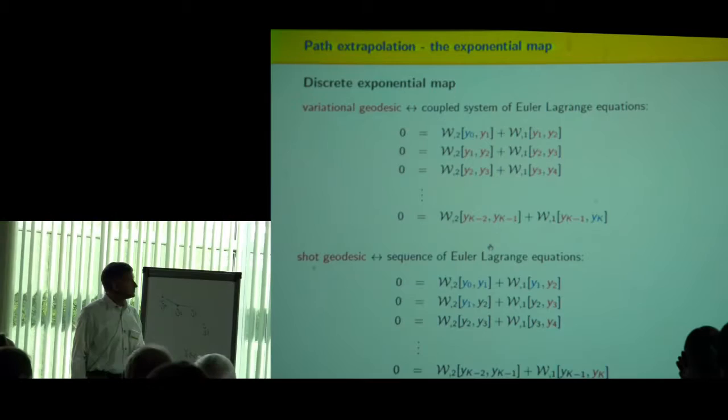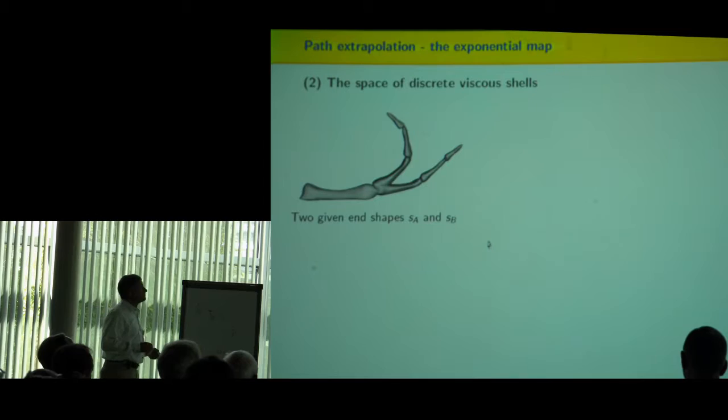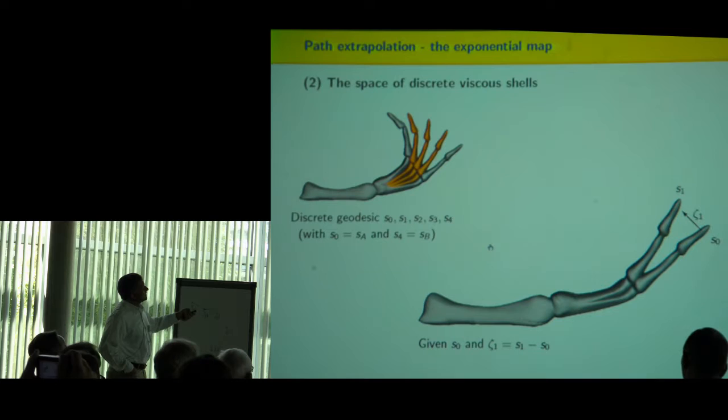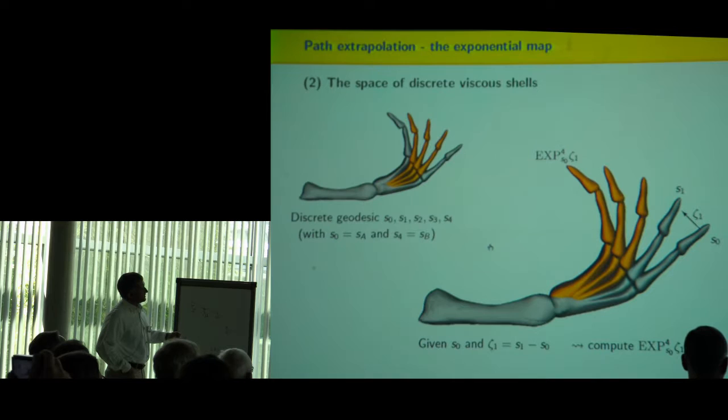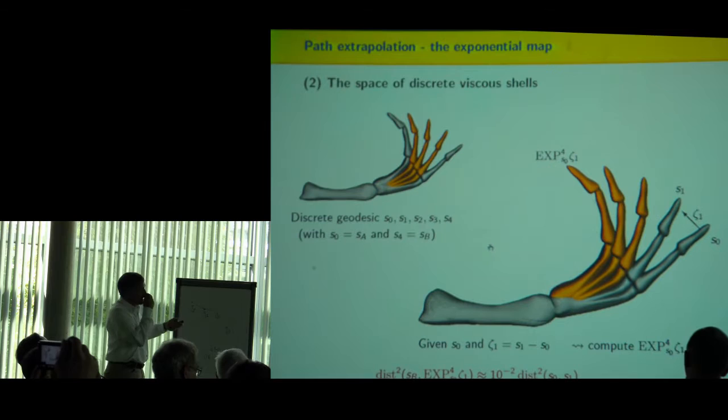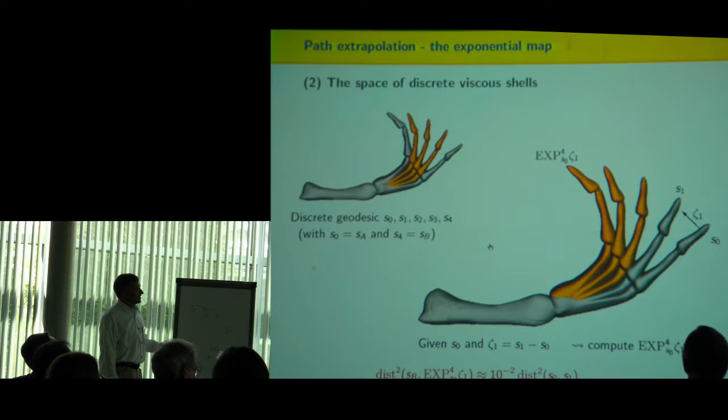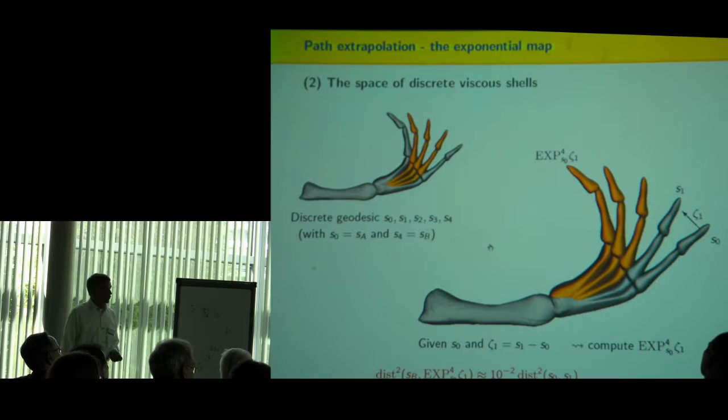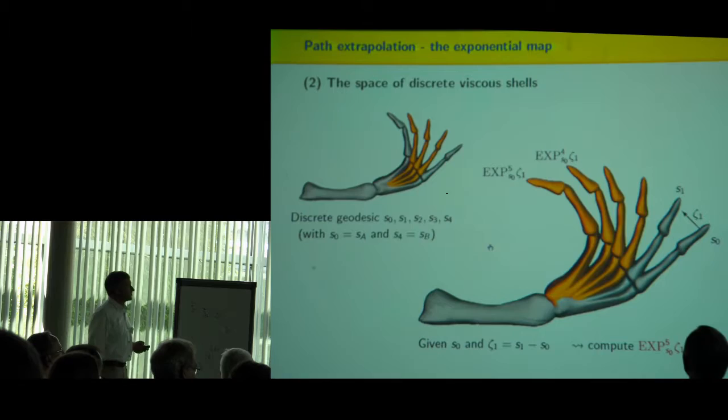And here are results now on the space of discrete viscous shells. So this is a variational geodesic. This is now the shooting of the discrete geodesic. This x with this upper index is the number of steps of this discrete evolution. And if we compute the difference, then we see we are fairly close. This is first order consistency of our approximation.